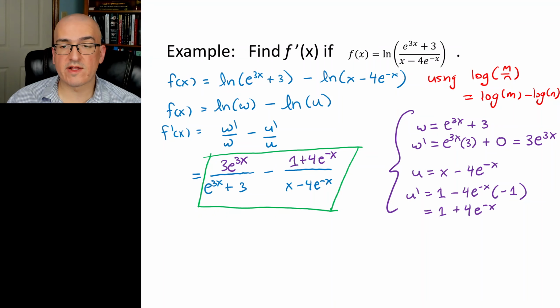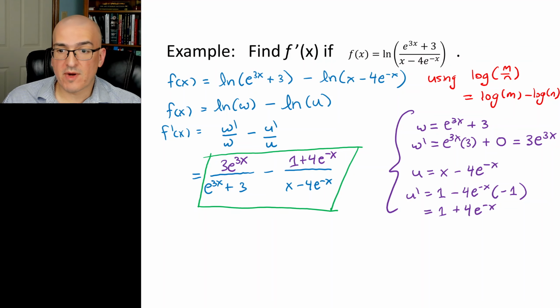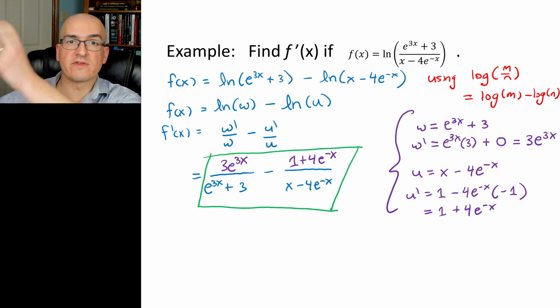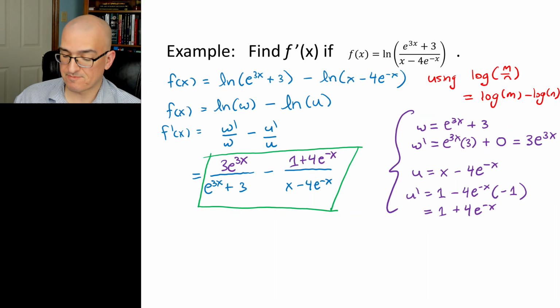Not the only way you can write it, but the best way you can write it. I invite you to compare this to the other method that I mentioned: treating the whole bracketed expression at the very beginning as w, and then the derivative is w prime over w. Using a quotient rule, you'll get something that looks completely different, but is actually the same.